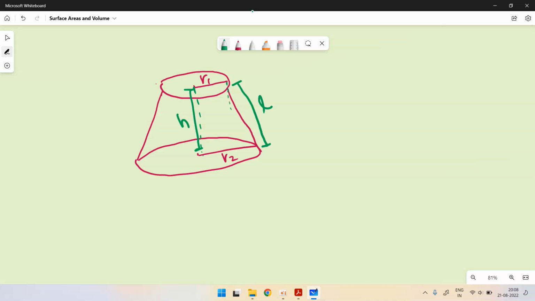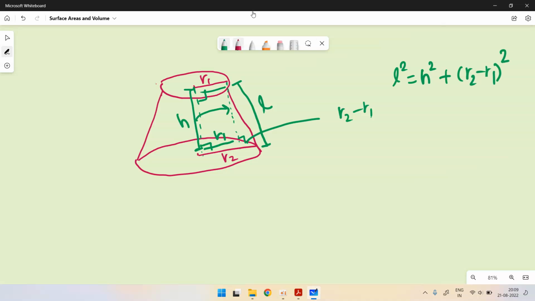This is a parallel. You can draw a parallel like this. This distance R1 is fixed, so this will also be R1, which means this distance will be R2 minus R1. And this is H, because this is the same L, and this is 90 degrees. So apply Pythagoras theorem. We get that L square equals H square plus (R2 minus R1) whole square. This you need to remember. Questions might come from this.